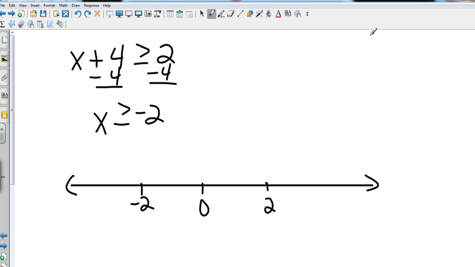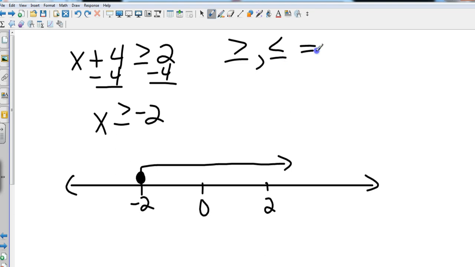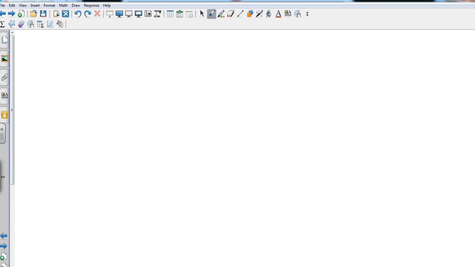Now, because it could be greater than or equal to, that means it's going to be a closed circle, and greater than is always to the right. Less than to the left, greater than to the right. So just as reference, greater than or equal to, less than or equal to, we're going to use closed circles. Greater than and less than, because it wouldn't be equal to the actual number, we're going to use open circles.